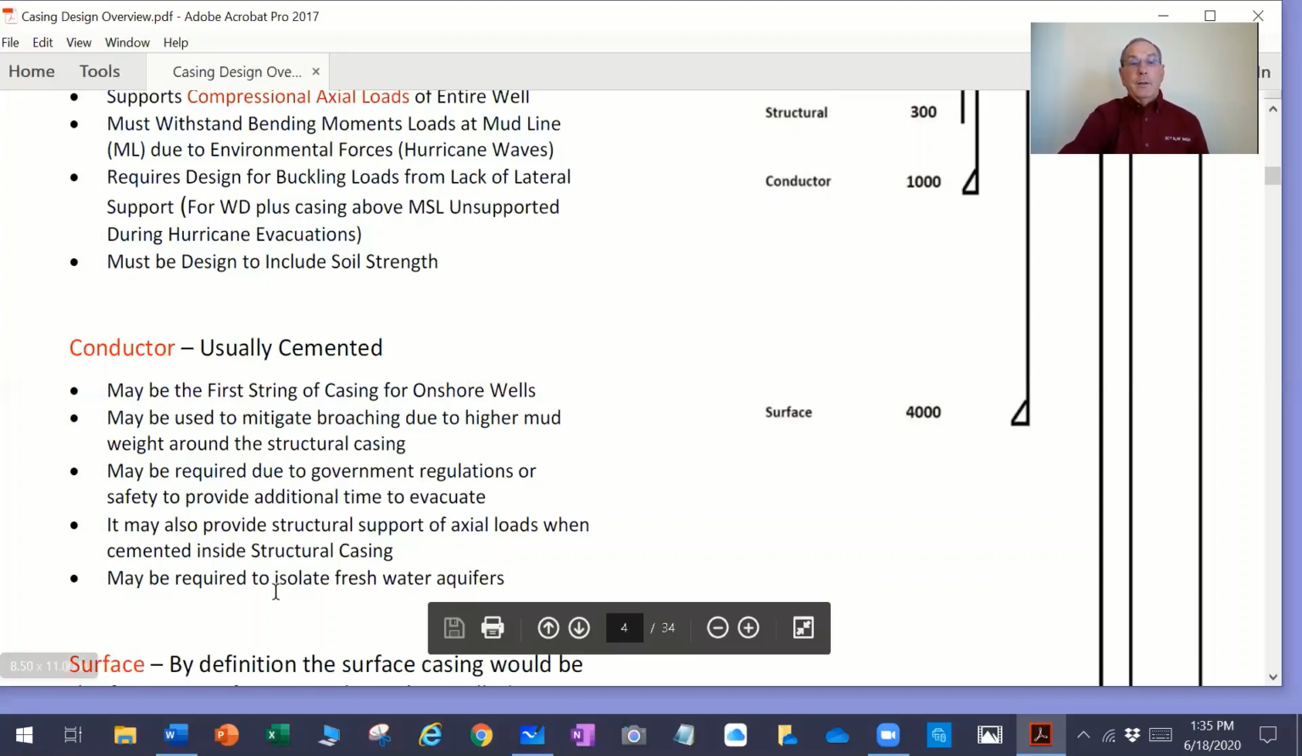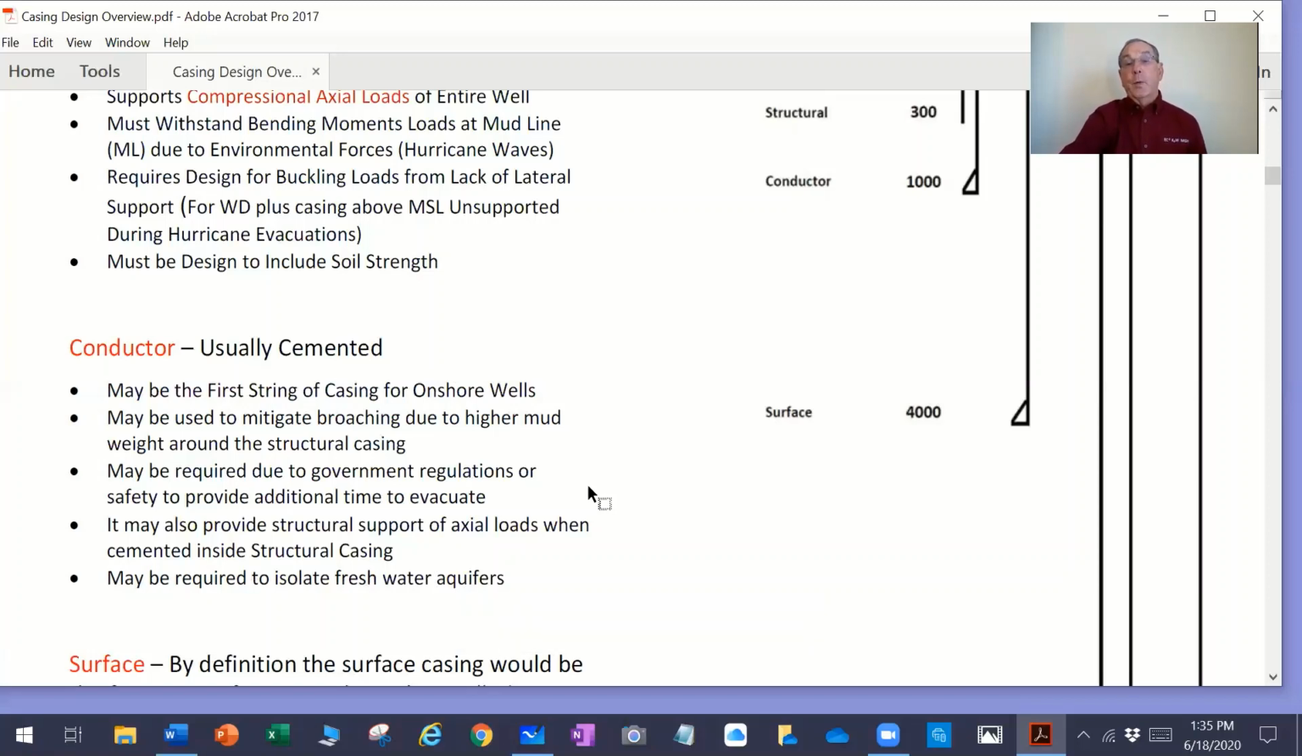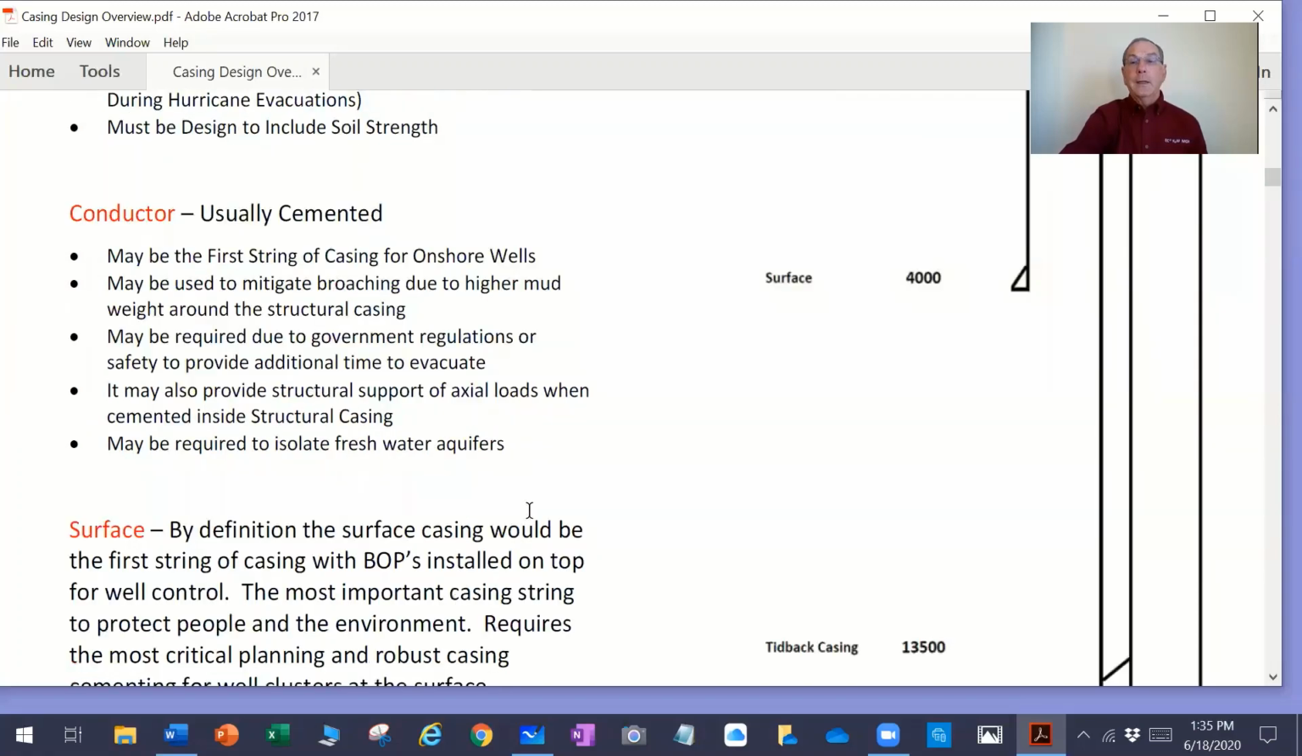And then another very important aspect for any of these casing setting depths is that it's required to isolate freshwater aquifers. You know, oil and gas is precious, but fresh water is really precious around the world. So we're always going to set casing strings that will protect freshwater aquifers and isolate salt water from fresh water. So that could be another reason we would set conductor casing on a well.